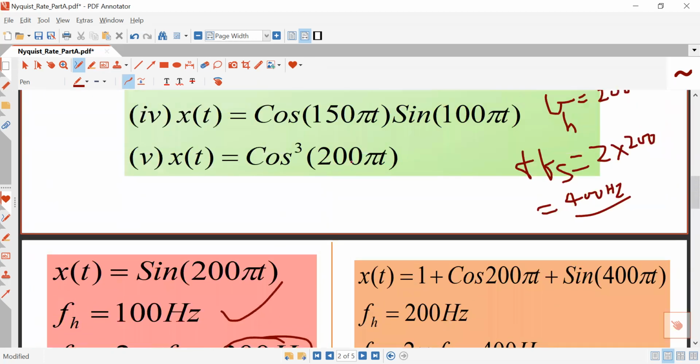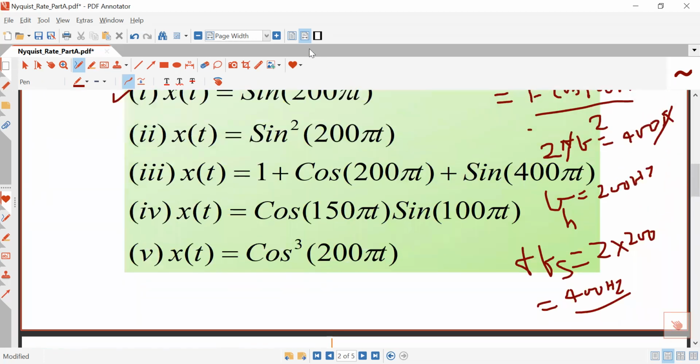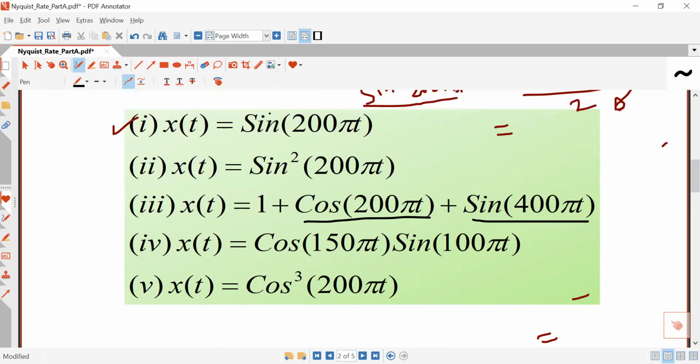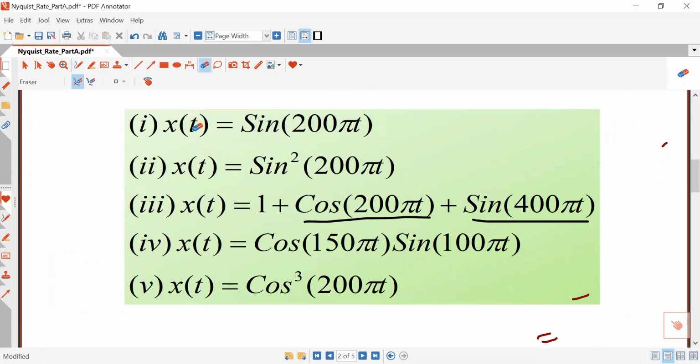Now let us consider the third problem. The third signal is x(t) equal to 1 plus cos 200 pi t plus sin 400 pi t. And it is obvious from this example that the highest component can be calculated from this term.